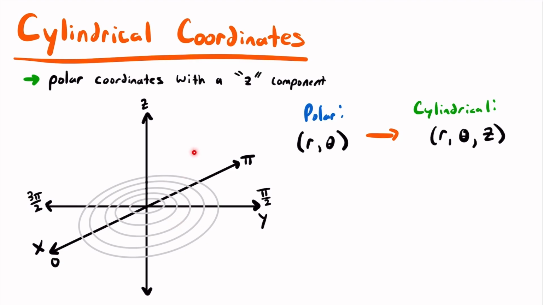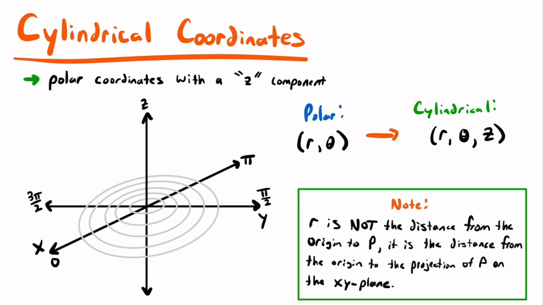Because if the point is up here somewhere, if it has some height along the z-axis, then the radius is not the distance from the origin to that point, it's the distance from the origin to the shadow of that point in the xy plane. Okay, and you'll see what I'm talking about in just a second when we plot some points within this cylindrical coordinate system. But I do really want to stress that point that r is not the distance from the origin to our point P in this cylindrical coordinate system. It is just the distance from the origin to the projection of our point P on the xy plane.